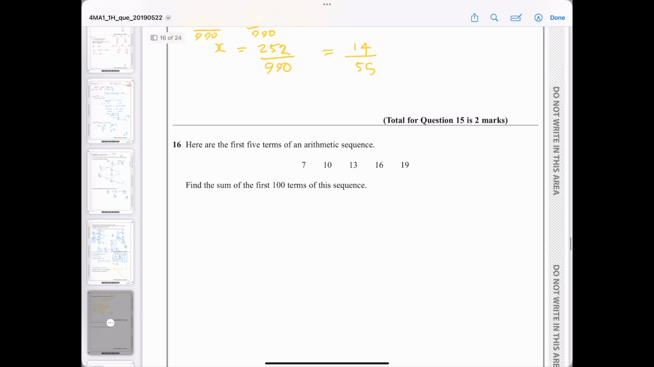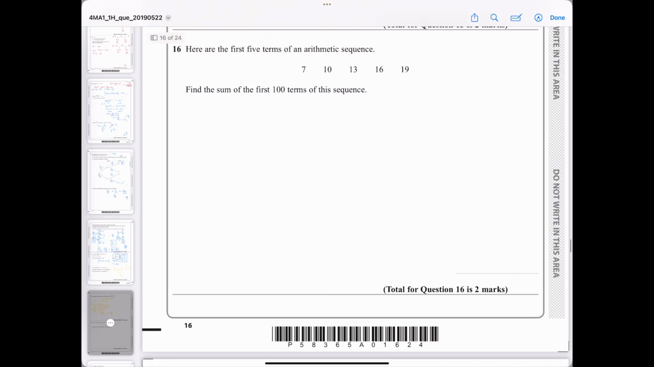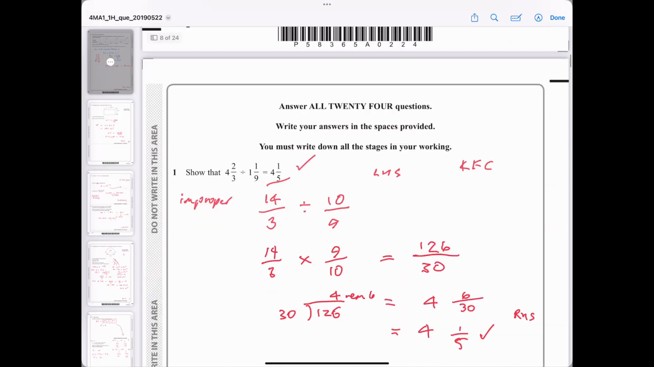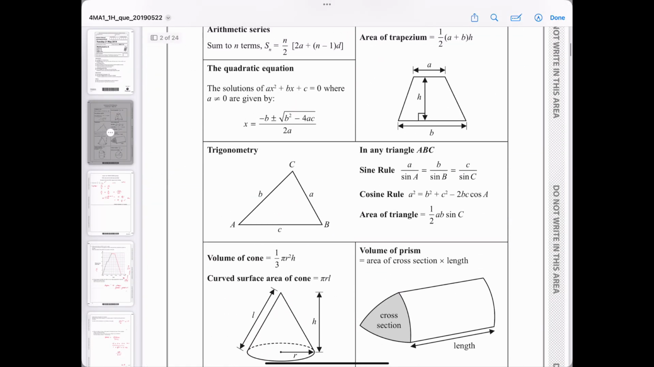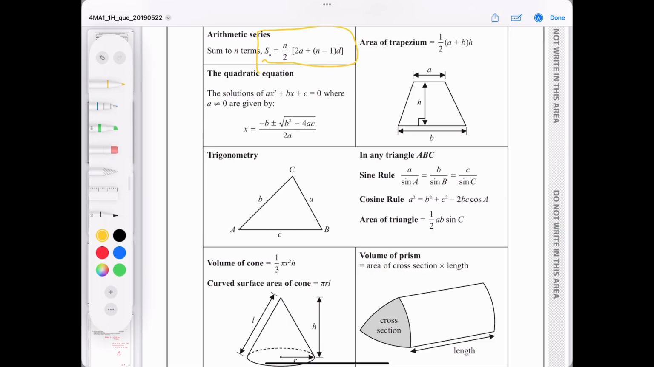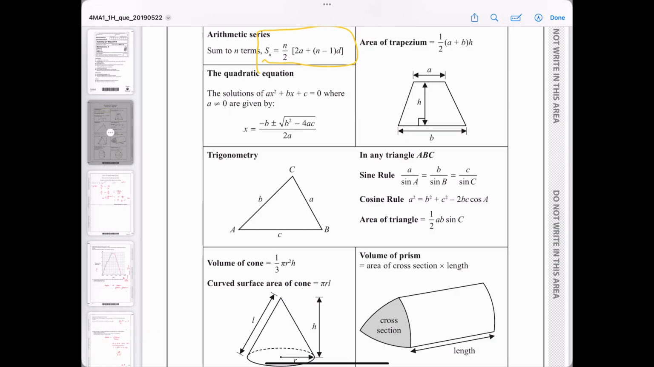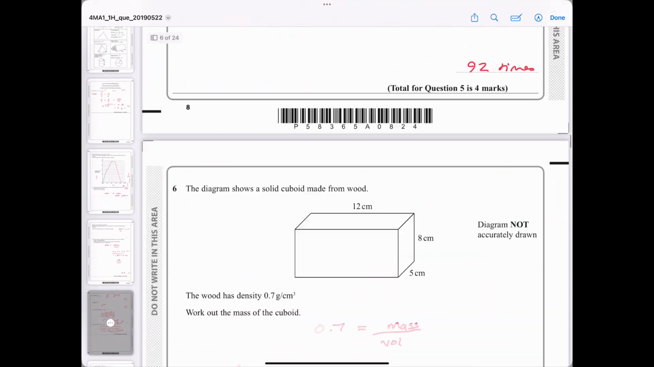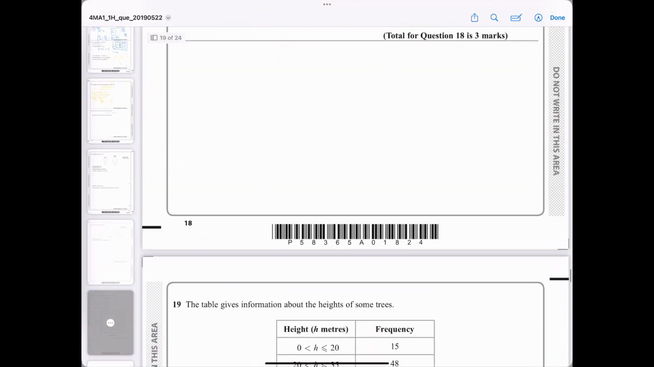Okay, here are the first 5 terms of an arithmetic sequence. Find the sum of the first 100 terms of the sequence. Now, in order to do this, I really do need to know the formula: the sum of n equals n over 2, brackets 2a plus n minus 1 d. So we're going to go all the way down, having remembered that, which I don't think I have. Here we go.